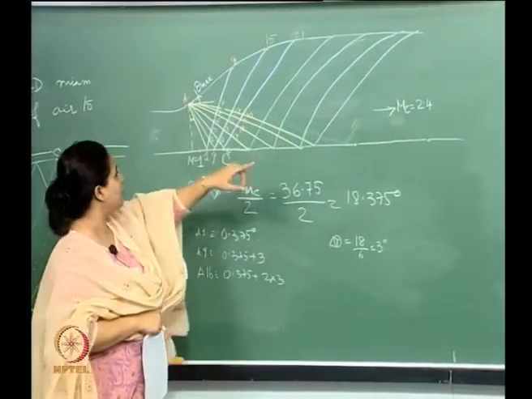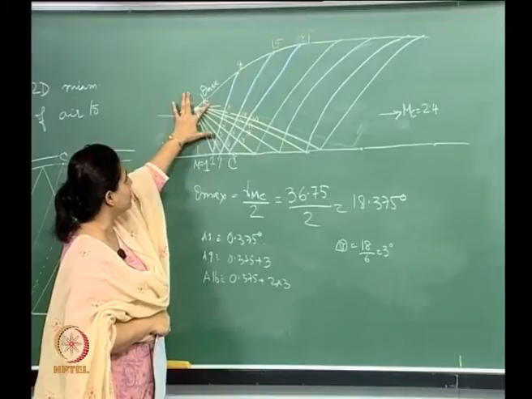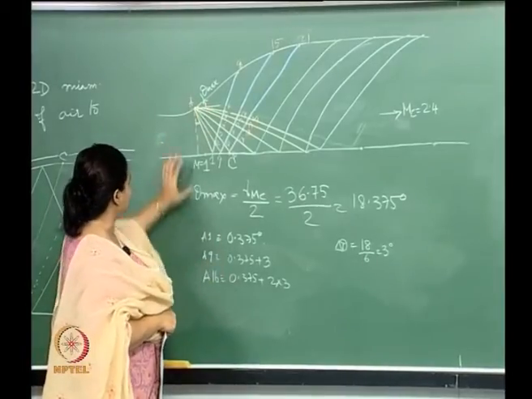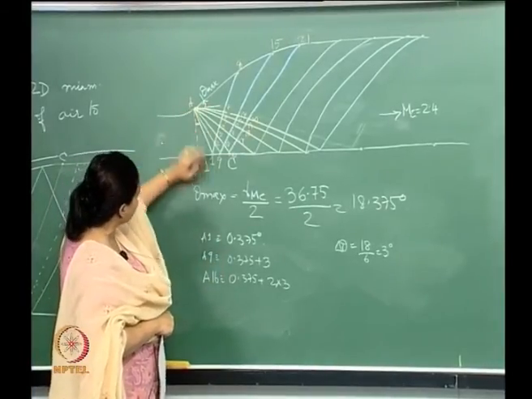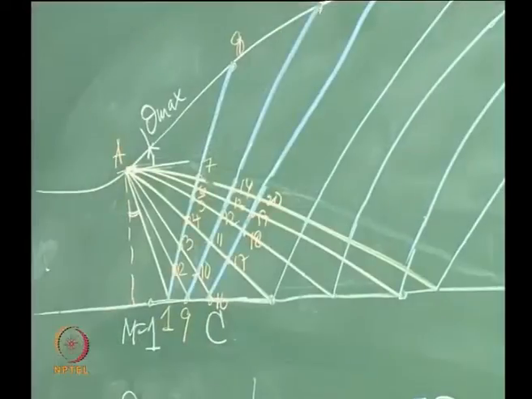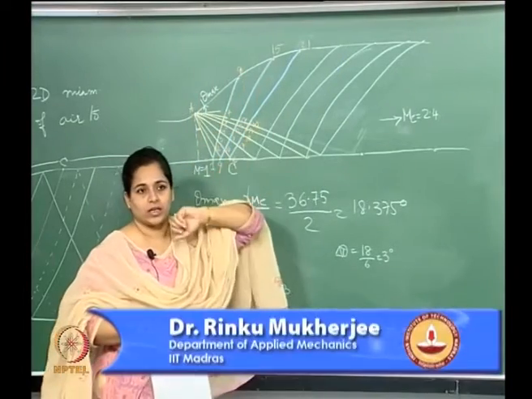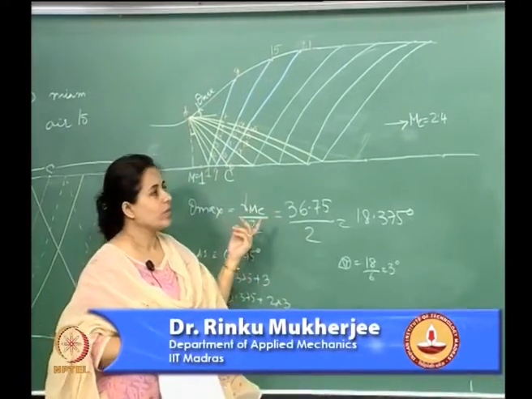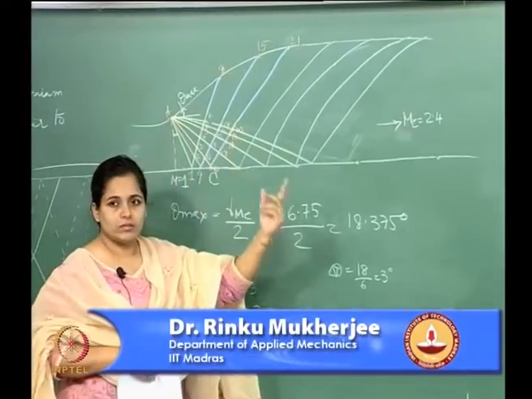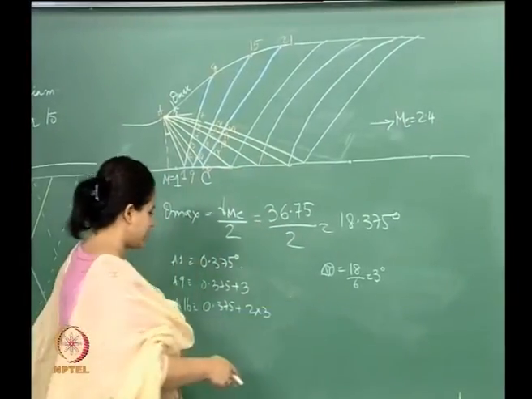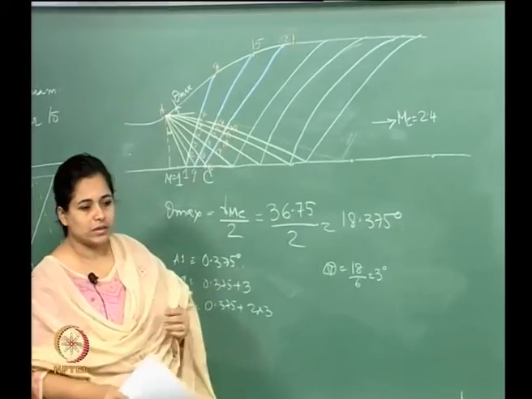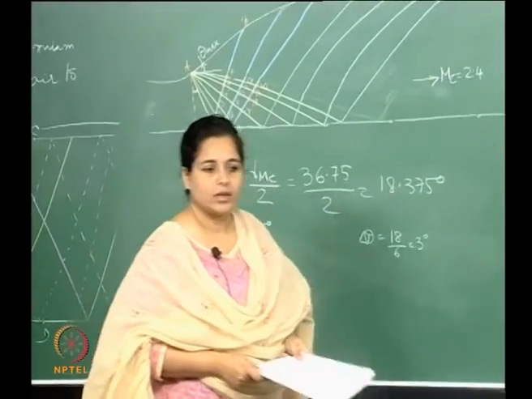Based on that, we were able to find theta max, and we have been able to orient these Mach lines in the expansion wave. Now let us see how we will design where these points are located, and only then will we be able to design this. We will complete this in the next lecture. Okay. Thank you.